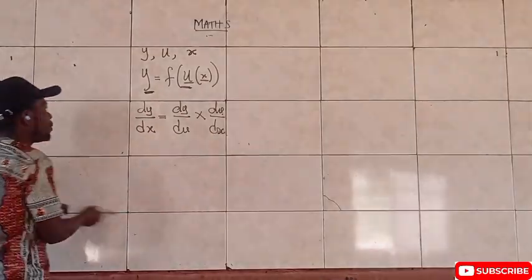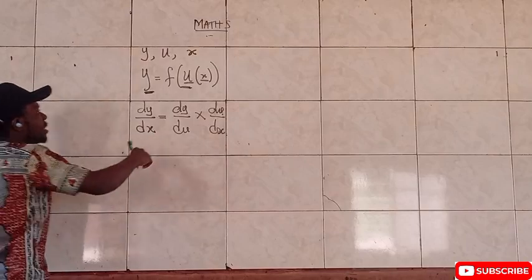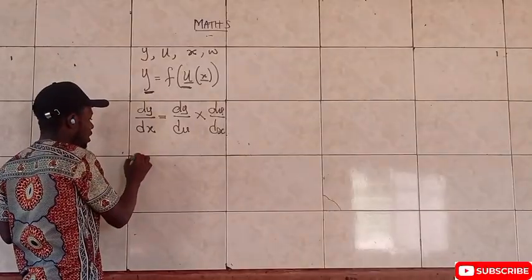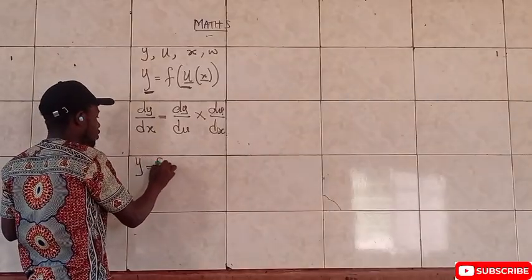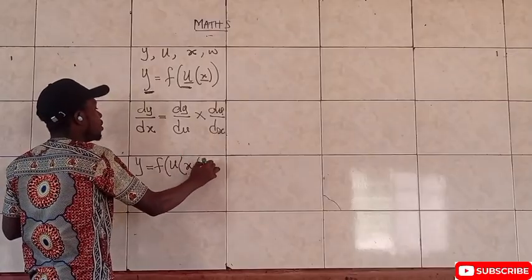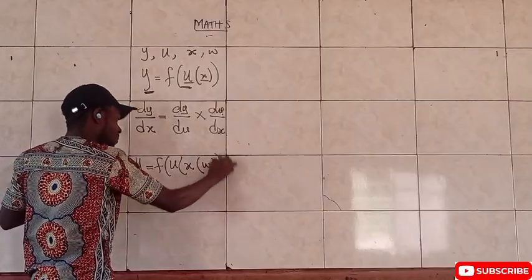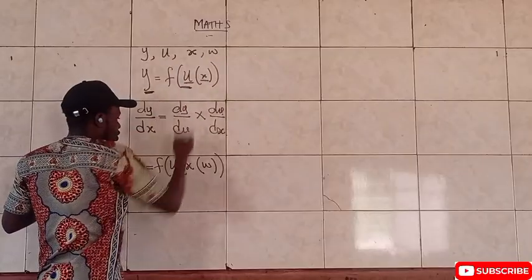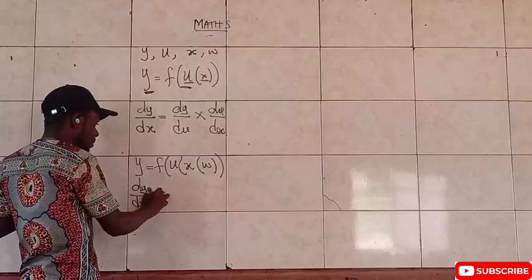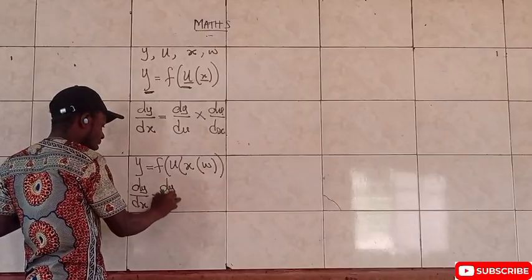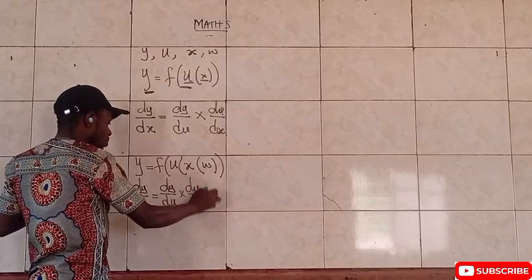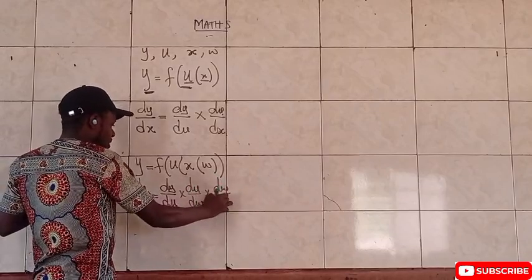And even if it happens to be of this form, let me add another thing to it, so that x is a function of w. If I have y as a function of u, and x is a function of w, this time like a function of a function, then dy/dx will simply become dy/du times du/dw times dw/dx.